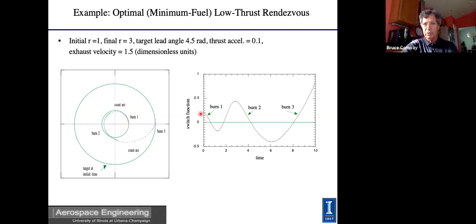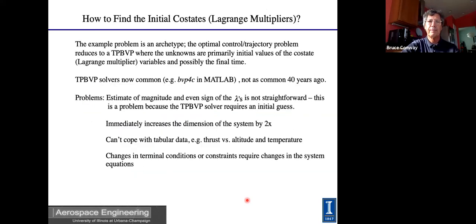There's a burn because the switch function is positive to this point, then it coasts, then there's a burn, then there's a longer coast, and then there's a final burn. And this is relatively straightforward to solve if you have a good 2-point boundary value problem solver. But this is a fairly simple problem. It's not even extremely challenging for a 2-point boundary value problem solver that's in MATLAB.